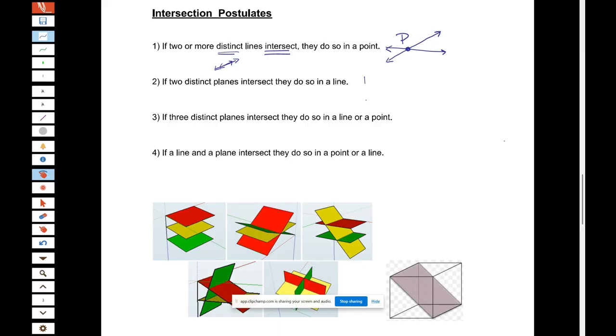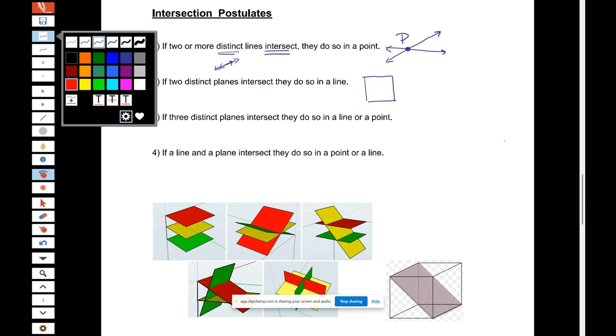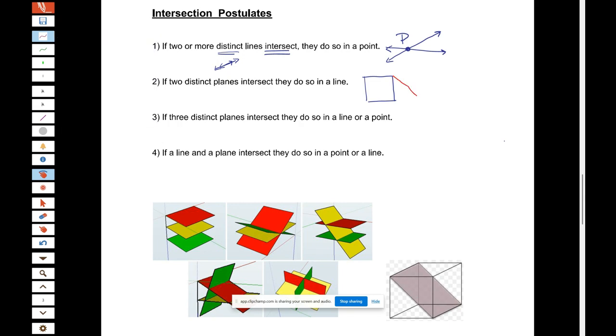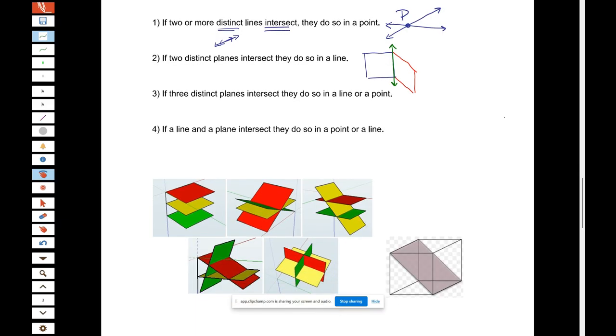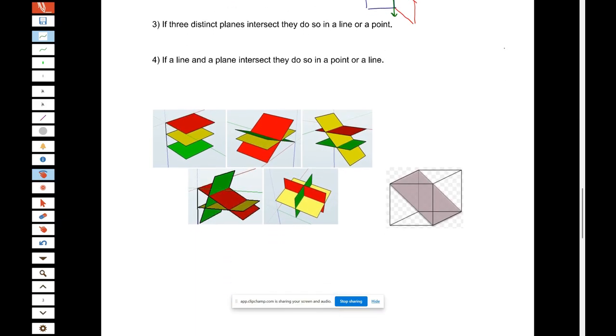If two planes intersect, like maybe this blue plane here and this red plane, like the corner of a room, like the back wall and the right wall, you can see their intersection is this line right here in the edge. So it's infinitely many points in the shape of a line. If three planes intersect, they can do so in a line or a point. Here's some pictures right here.